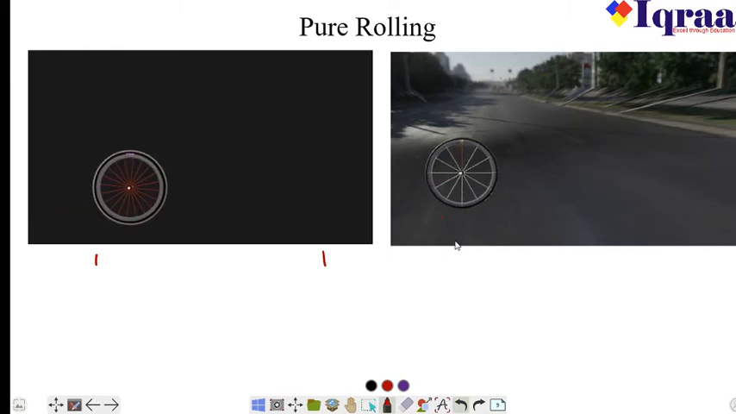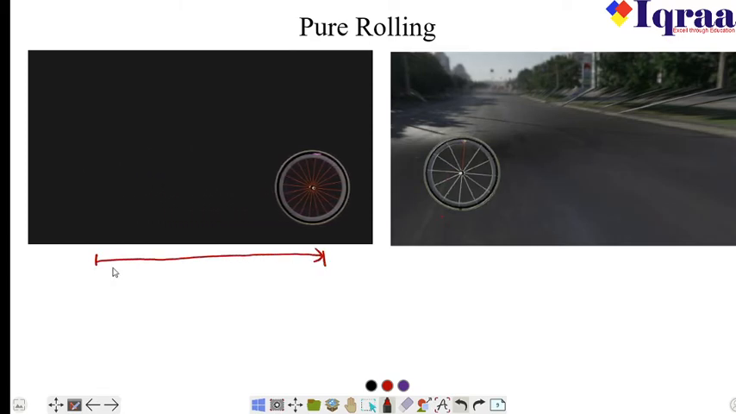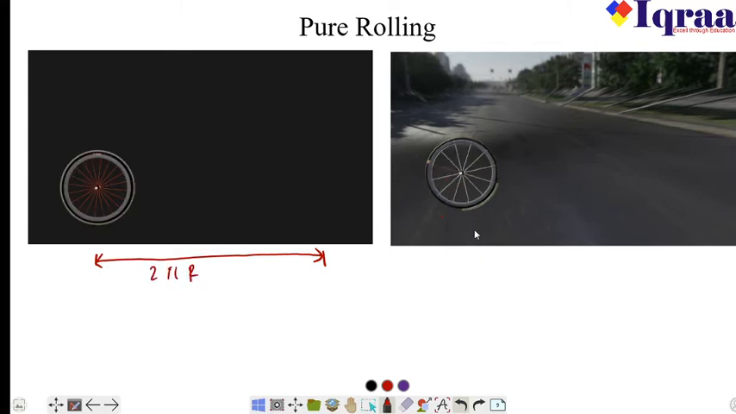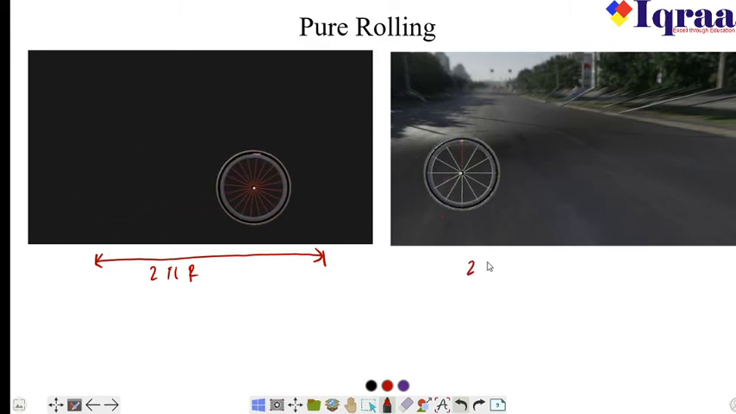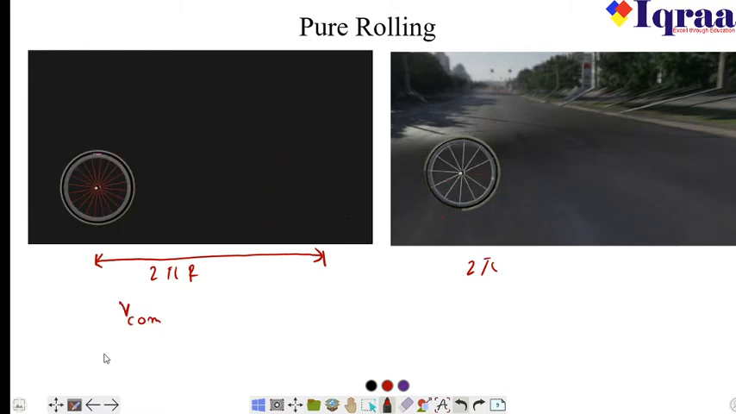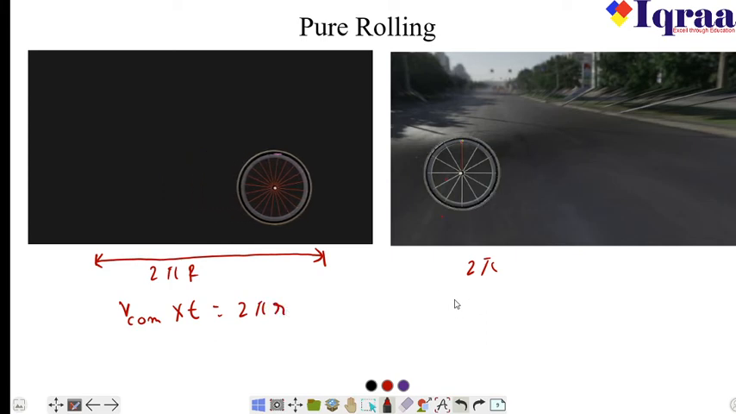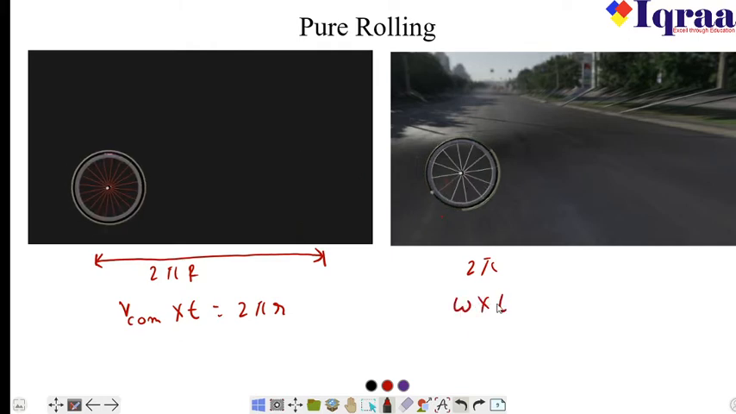Let's assume that in time t, the wheel translates a complete distance of 2πr, which is equal to the circumference of the wheel, and in the same time the wheel has completely rotated by an angle of 2π. If v_cm is the velocity of the center of mass, then v_cm multiplied by t is equal to 2πr, and if ω is the angular velocity of the wheel, then ω multiplied by t is equal to 2π.